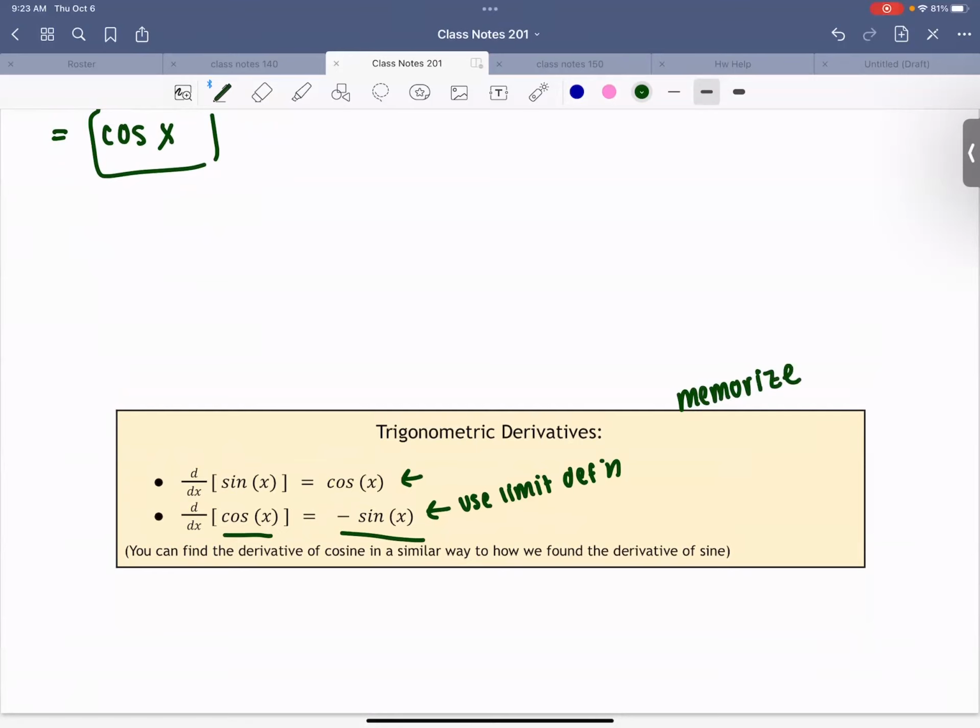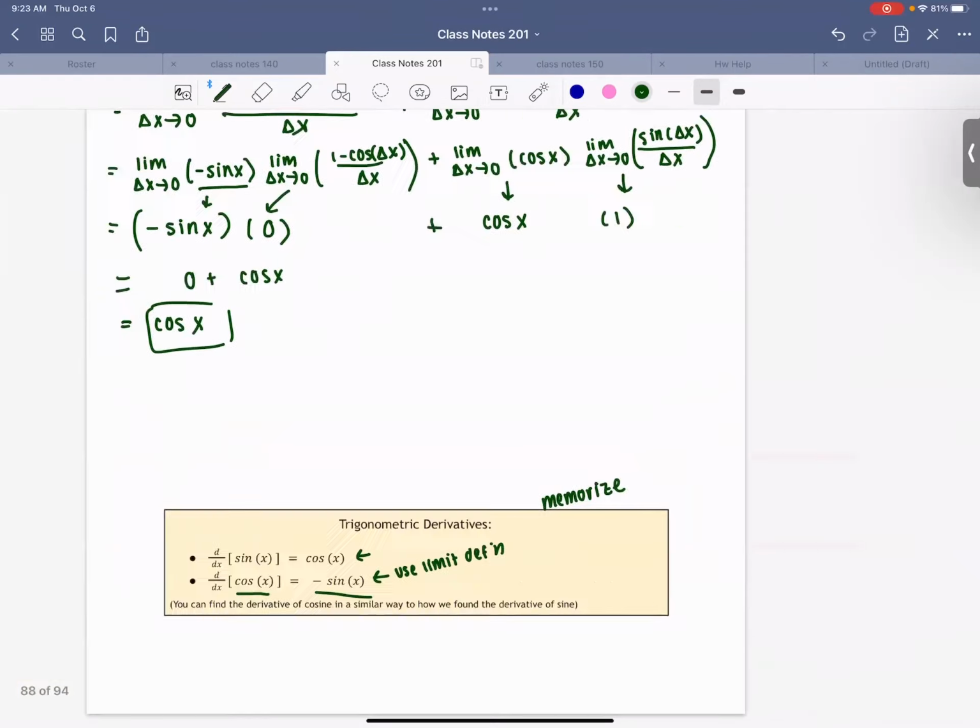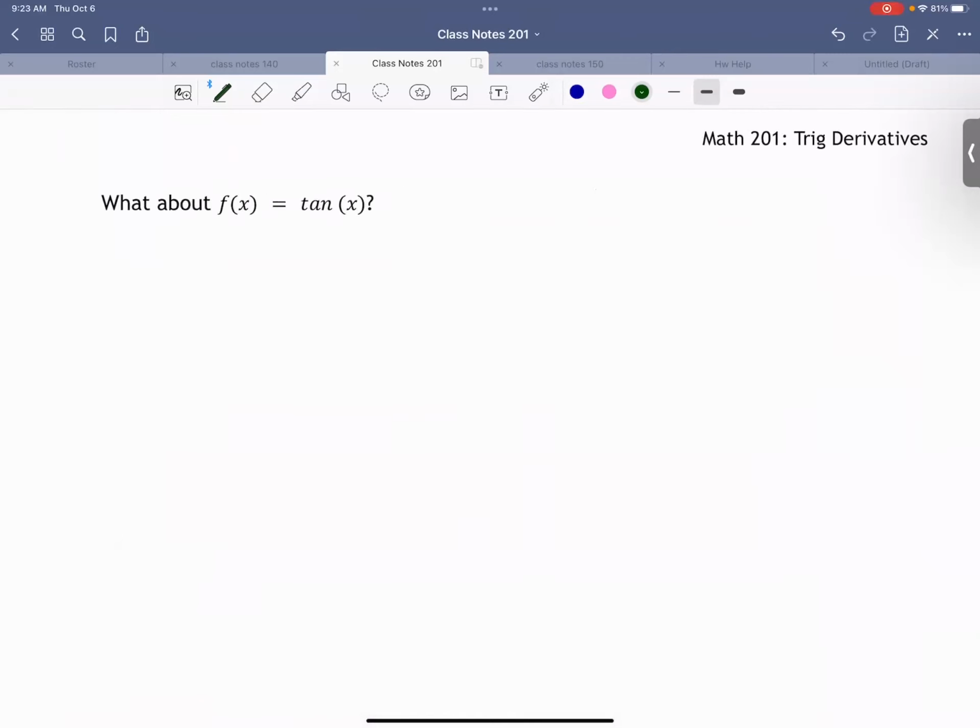And let's continue on. Okay. Well, you know what the derivative of sine is? You know what the derivative of cosine is? Let's talk about tangent, okay? So we're actually not going to use the limit definition to find the derivative of tangent. It's actually kind of hard to do it that way.